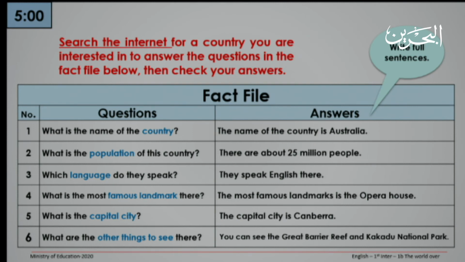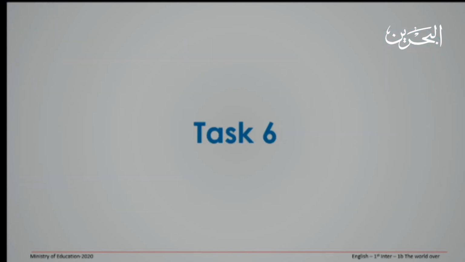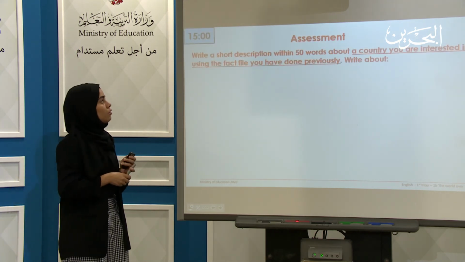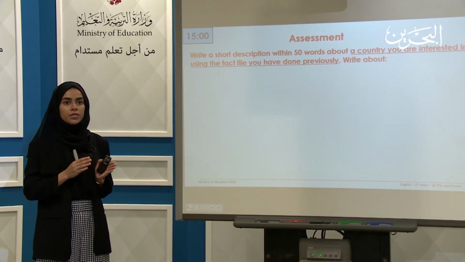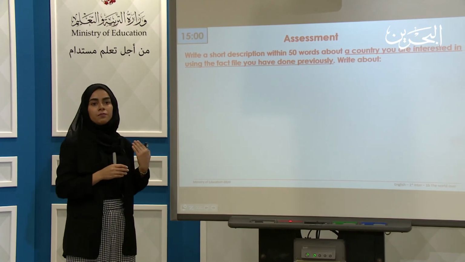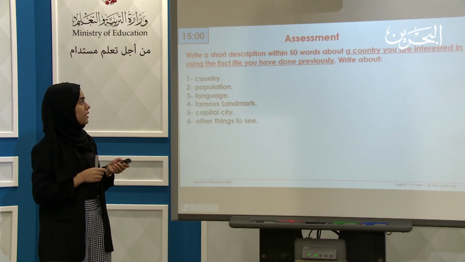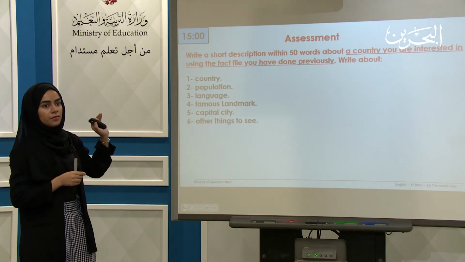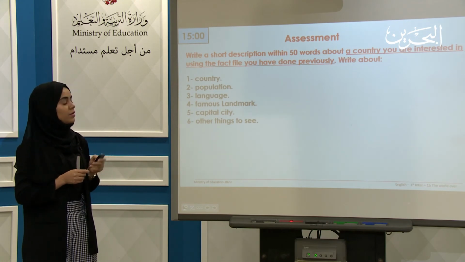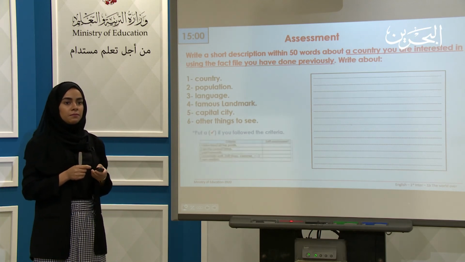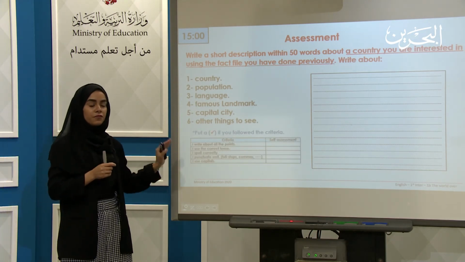Well done for completing this task. Now you'll need this information for the next one, which is task number 6. Now you're going to write a short description within 50 words about a country you're interested in using the fact file that you have done previously. You're going to write about the country, the population, the language, the famous landmarks, capital city, and other things to see there. Okay? Before you start, you have this criteria to follow.